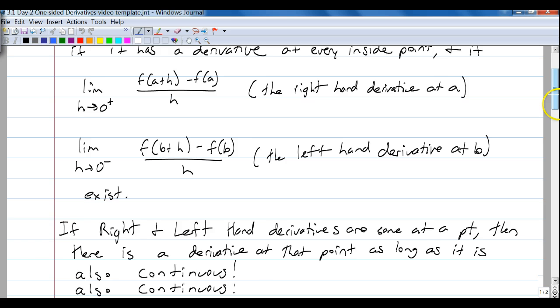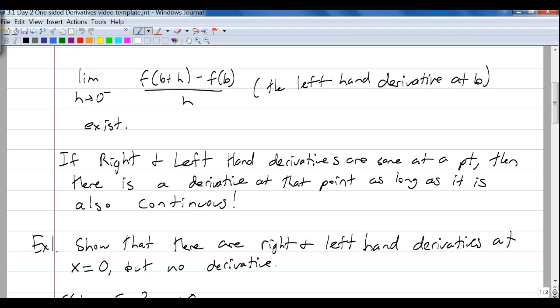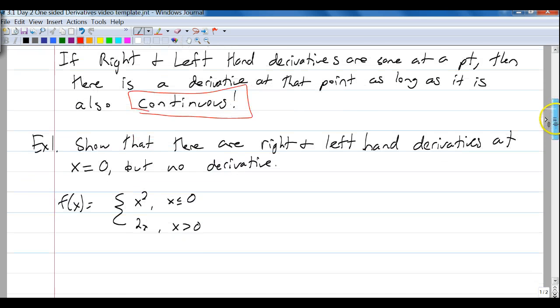So, the key here though is, for piecewise functions, if the right and left-hand derivatives are the same at a point, then there is a derivative at that point as long as it's also continuous. That is important to note because sometimes before you can even look for that, you can say, hey, this isn't even continuous, so therefore these derivatives can't be equal.